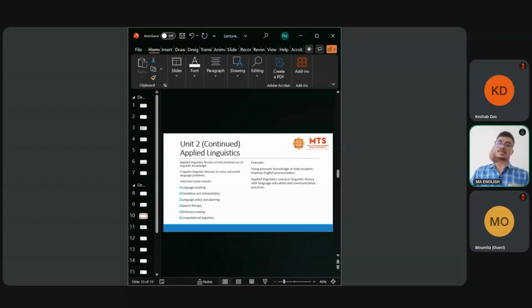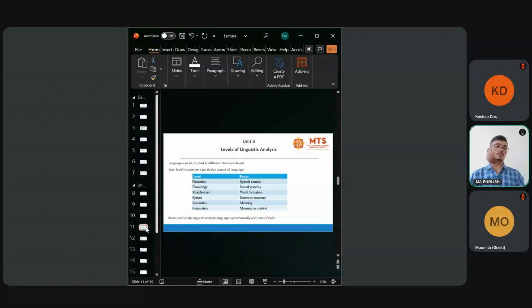So this is applied linguistics in action, right inside the classroom. So this connection between linguistic theory and teaching practice is our main focus in this course. Okay, now let's move on to levels of linguistics.